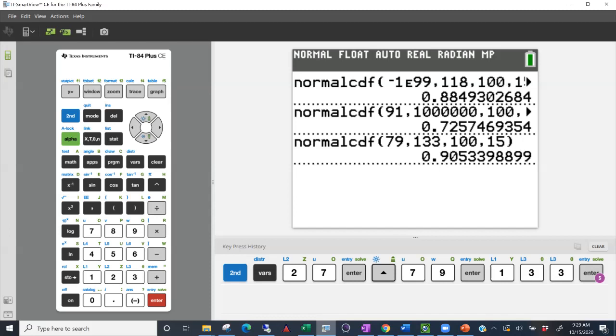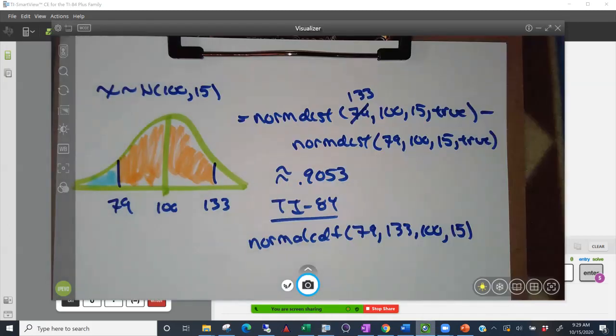So let me just write down on the TI-84, it'd be this command, normal CDF, 79, 133, 100, 15. Cool. All right. Are you okay with that one? Yes. I want to give you one to try.